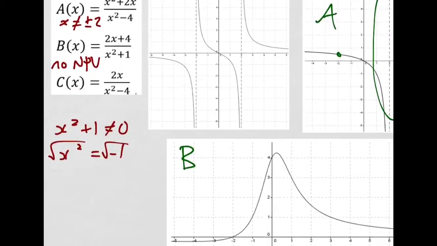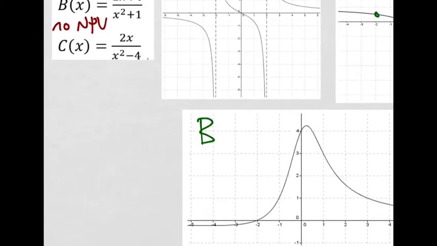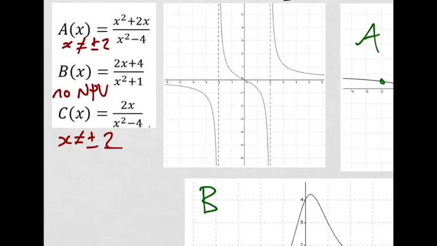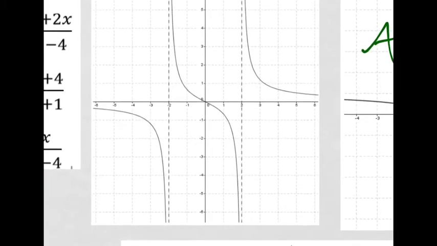What about C? Yeah, man, I don't know. If only we could find out. It's got the same non-permissible values as A. x can't be plus or minus 2. Does anything cancel? No, right? You can factor the bottom to x plus 2, x minus 2, but it's not going to cancel with the top. So there's two asymptotes for both of those non-permissible values, which is obviously this one, right? So this is C.